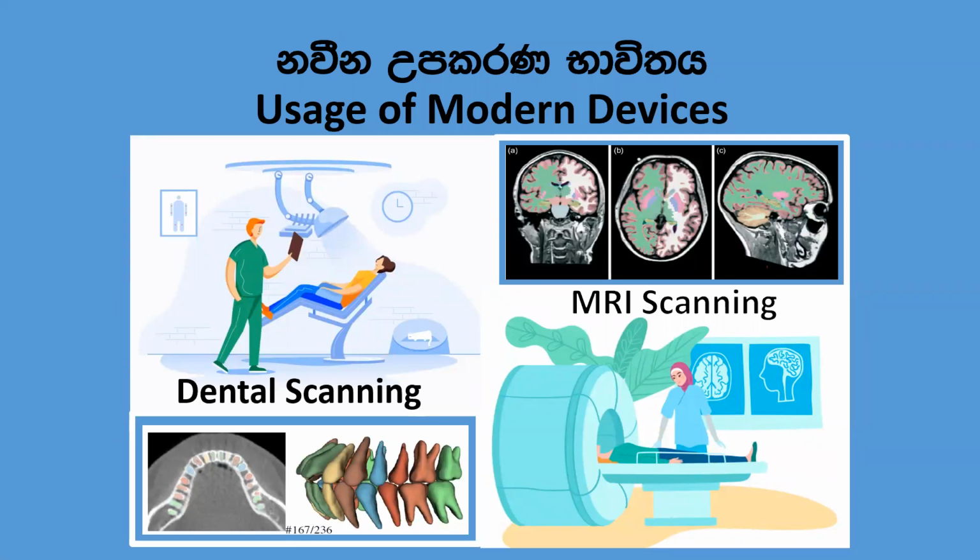So when it comes to dental scanning, earlier when dental scanning was not there, if the dental doctor needed to have an idea about the arrangement of the teeth in a particular person's mouth, he had to take some structure, plaster of Paris, a mold, and they put it into the mouth and ask us to bite it. Because I have had the experience earlier. Then they will take that mold and see the arrangement of the teeth in the mouth.